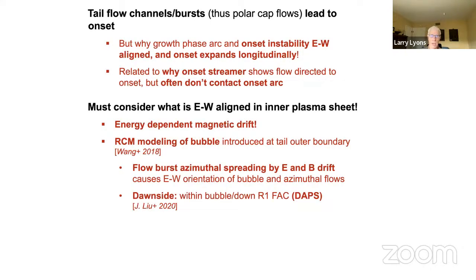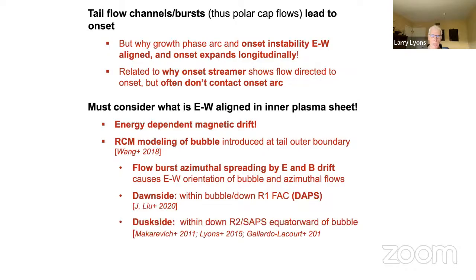On the dawn side, it connects to flows that are within the azimuthally expanding bubble in the downward region 1 field line current region. That's what we call DAPS. I'll show you that in some data in a second here. And on the dusk side, the azimuthally enhanced flows are equatorward of the auroral oval in the downward region 2 current region on the dusk side, which we call SAPS.